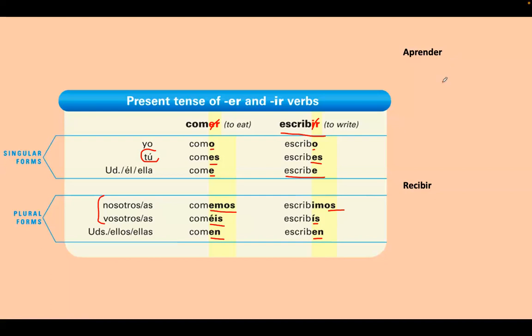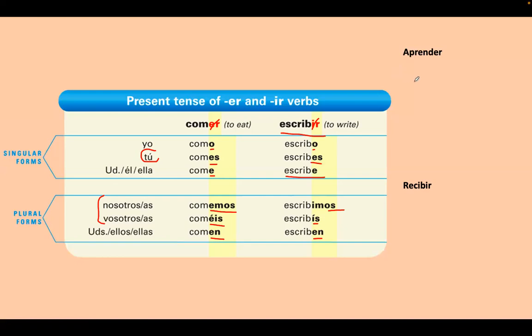Aprender, that means to learn, and then recibir. Yes. So go ahead, pause the video, and conjugate the verb with all the subjects. Now, as I told you, if this is to learn, make it something meaningful. I learn English, you learn Italian, not just the verb conjugation. So that can be meaningful. Okay.